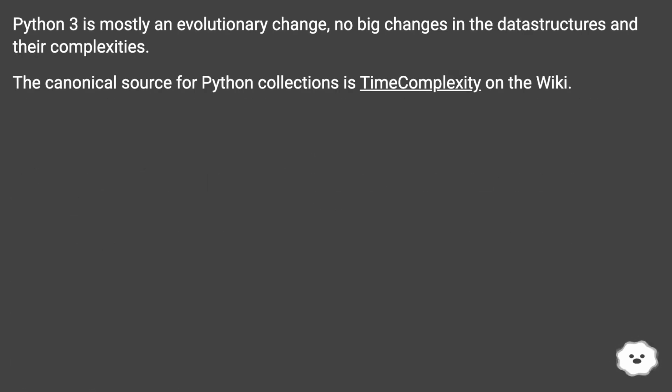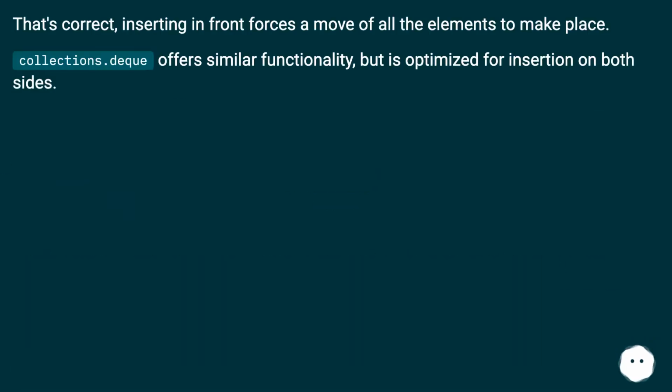Python 3 is mostly an evolutionary change, no big changes in the data structures and their complexities. The canonical source for Python collections is time complexity on the wiki. That's correct. Inserting in front forces a move of all the elements to make place. Collections.deque offers similar functionality, but is optimized for insertion on both sides.